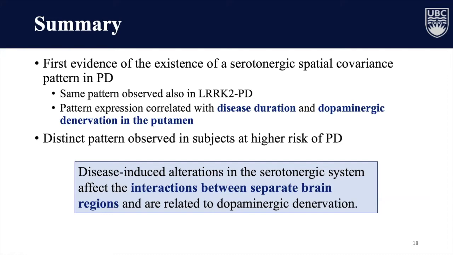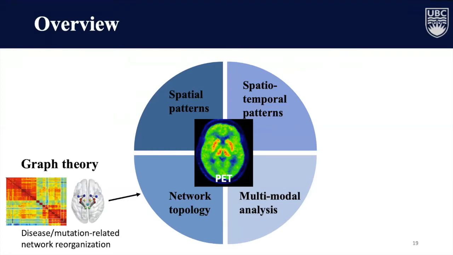And likewise, the characteristic pattern observed in the LRRK2 unaffected mutation carriers could provide new insights into disease mechanisms and identify either early compensatory effects or risk factors, while the dopaminergic system is still intact in those subjects. So after you find there is a Parkinson's disease-related spatial pattern in the serotonergic system, we wanted to go one step further to look at if there is any disease or mutation-related network organization.